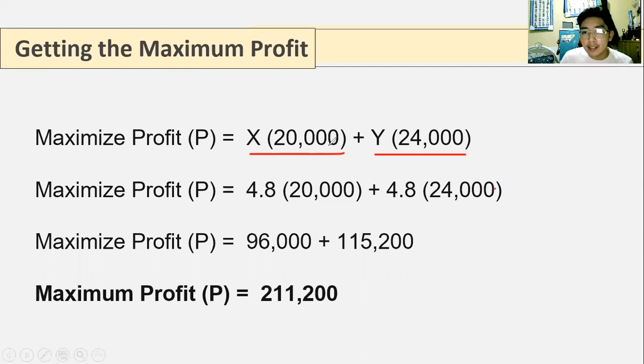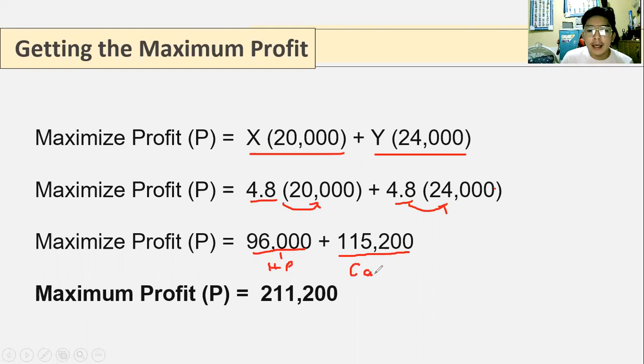Since we have the optimal solution of 4.8 for the HP and 4.8 for the Canon, we're going to multiply it by the profits that they have respectively. So we have 4.8 HP printers multiplied by 20,000 of profit. It would now arrive at 96,000 pesos. And then 4.8 multiplied by the profit of Canon, 4.8 times 24,000, would get us 115,200. So this one is the profit for HP. This one is the profit for Canon.